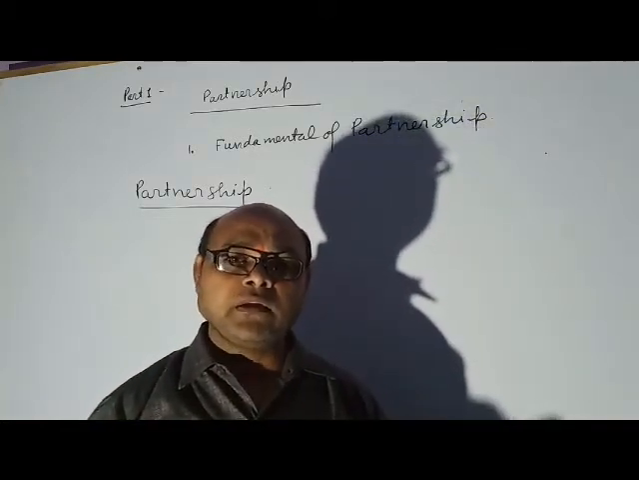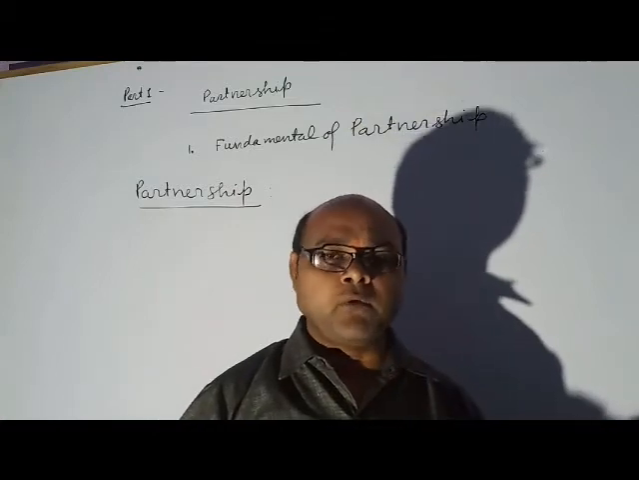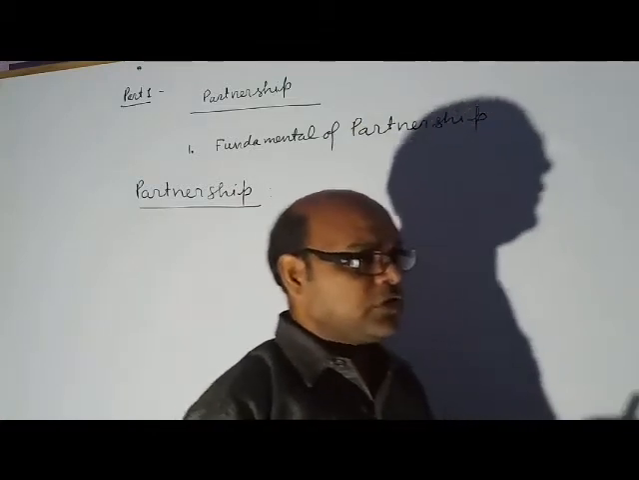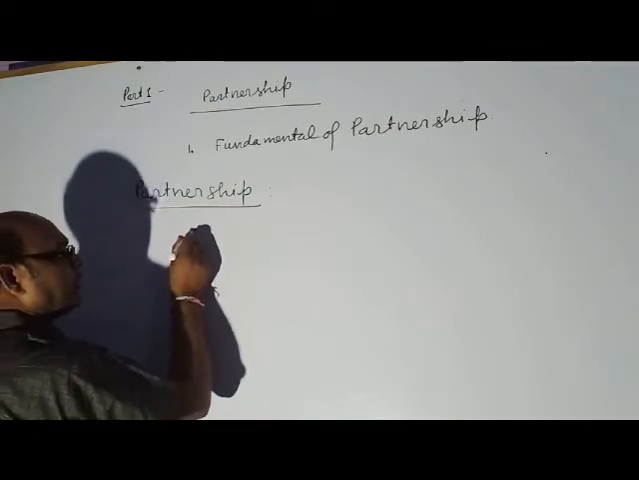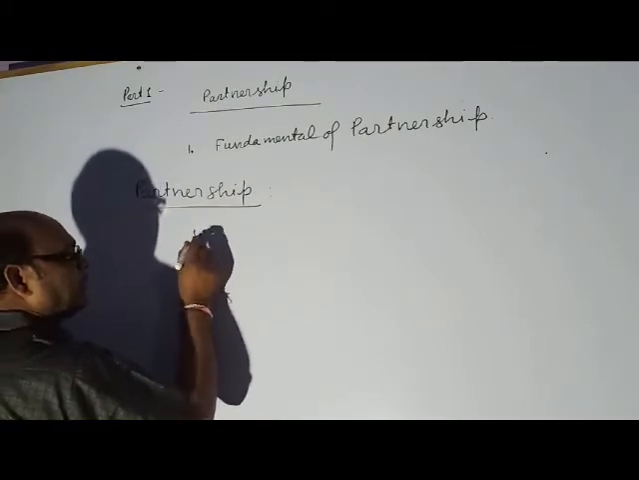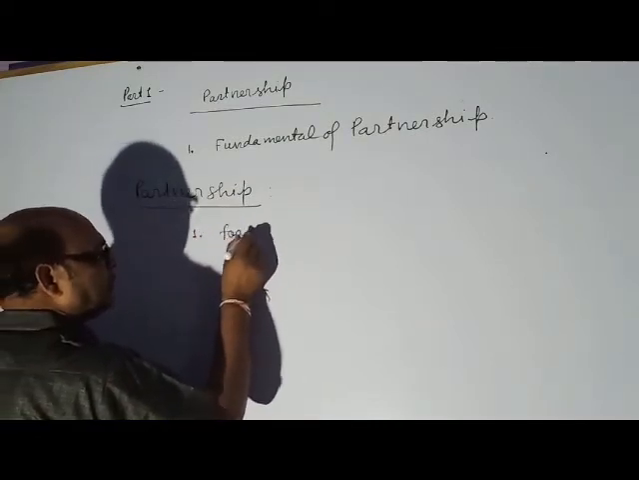So how do we pass the entry for this? First is the entry for interest on capital.